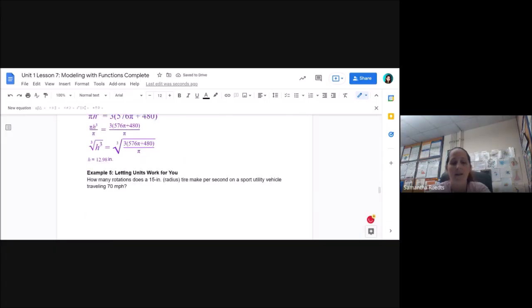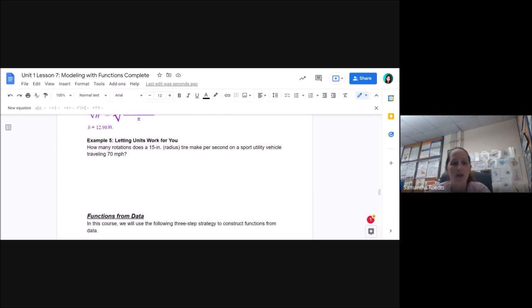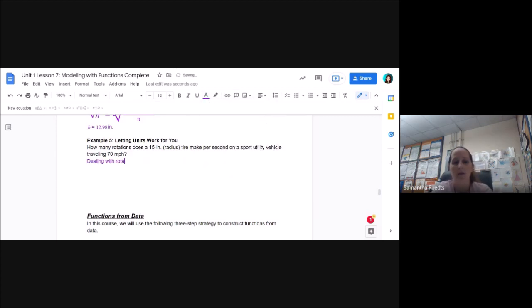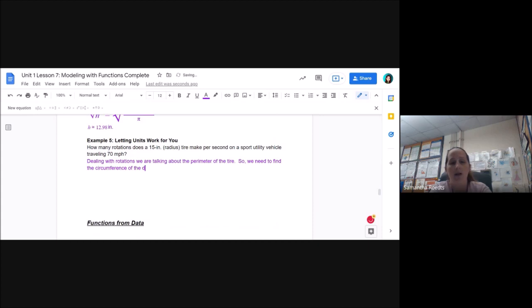All right, example 5, letting units work for you. How many rotations does a 15-inch radius tire make per second on a sport utility vehicle traveling 70 miles per hour? So a rotation of a tire, we're talking about a perimeter. So we need to find the circumference of the tire.